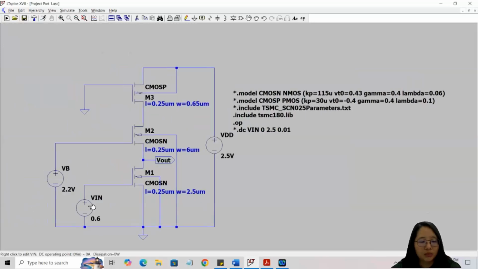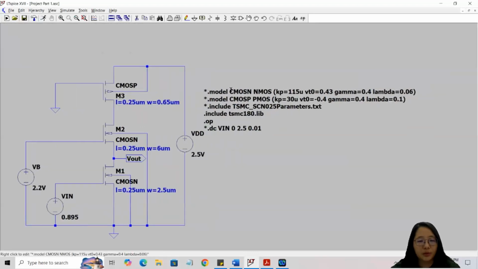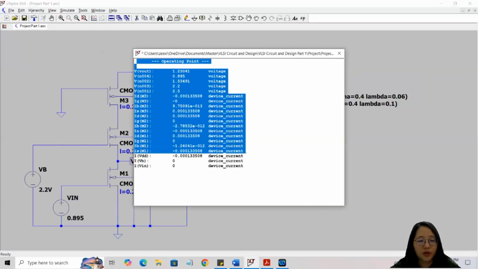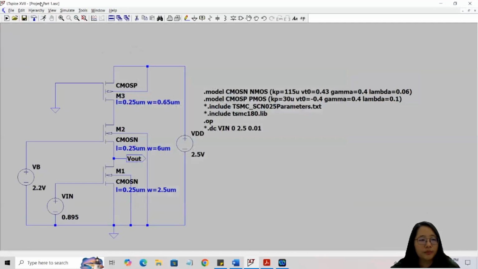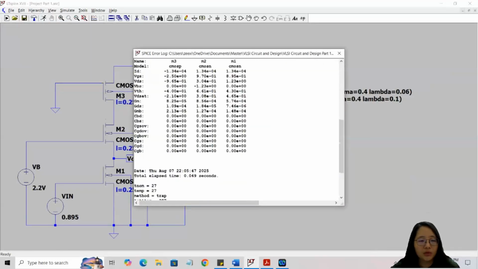Next, I will change my Vin to my second set, 0.895 volt. First, I will simulate for SPICE level 1. This one is my operating point for SPICE level 1, and VL is equal to 1.23. And this one is the SPICE error log again. I can get the ID, VGS, and VDS here for M1, M2, and M3, and then calculate the operating region for M1, M2, and M3.